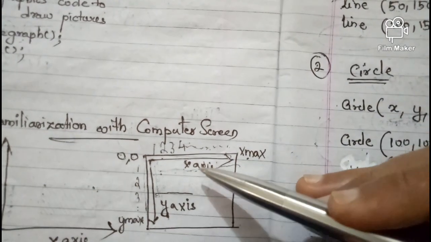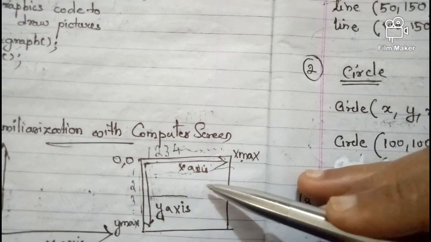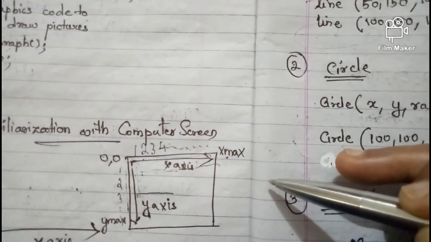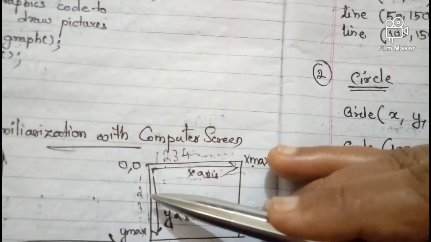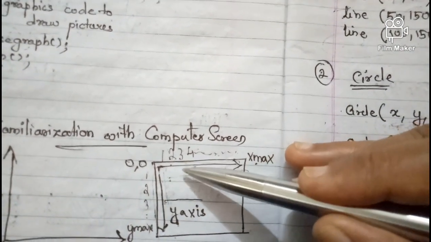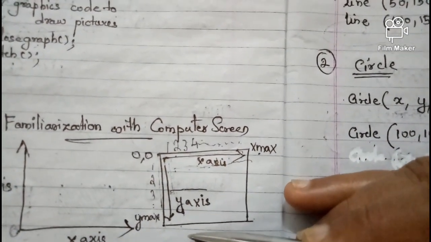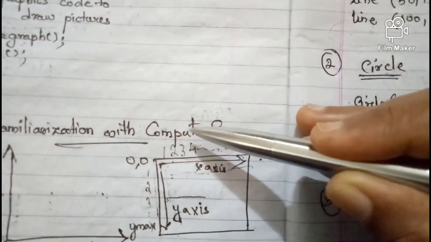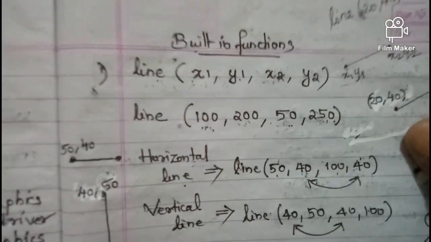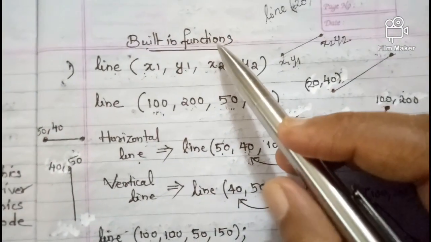I repeat it once again. The x values or the column values increase when we move towards right. The column values or x values decrease when we move towards left. The row values or the y values increase when we move downwards and the row or y values decrease when we move upwards. Okay, now let us move on to some built-in functions which will help you to draw pictures easily.